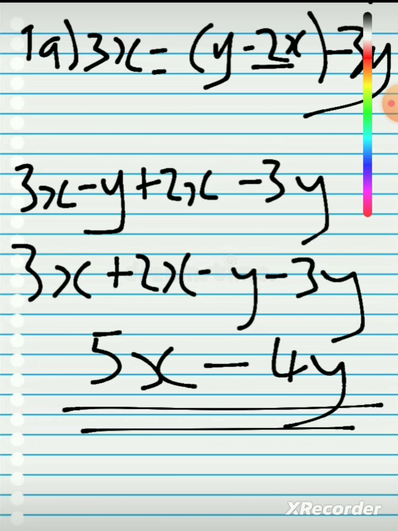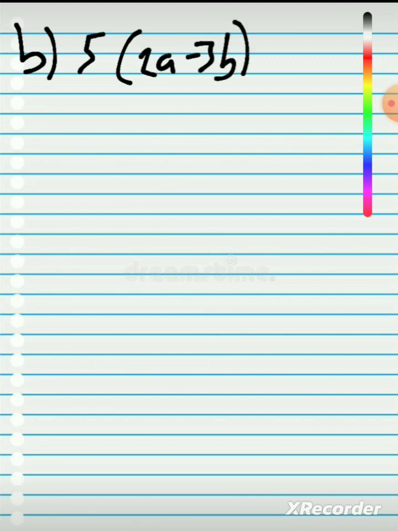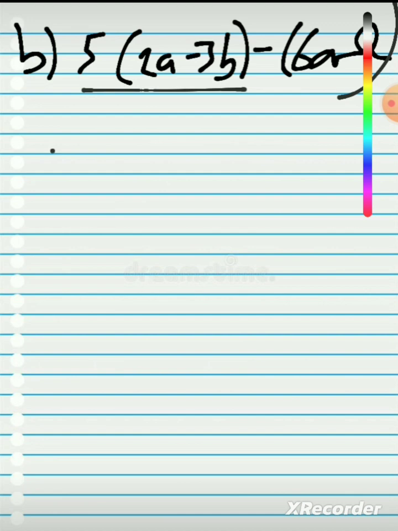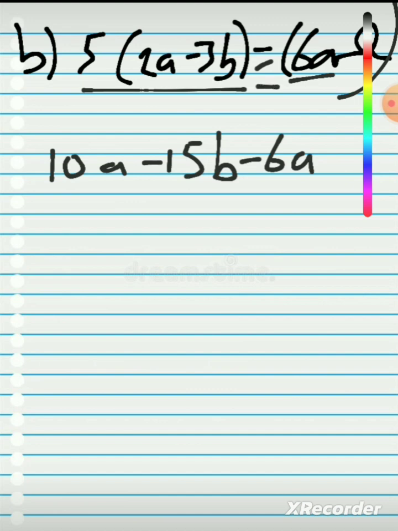We go to B, 1B. So 1B is 5(2a minus 3b) minus (6a minus 2). Okay. So we can remove the brackets by expanding. So 5 times 2a is 10a. 5 times negative 3b is negative 15b. Then negative times 6a is negative 6a. Negative times negative 2 is positive 2.